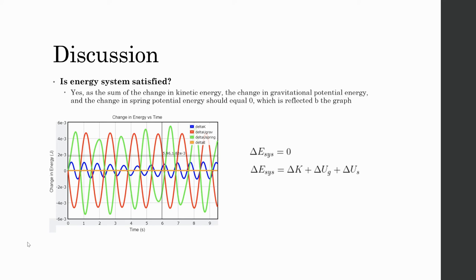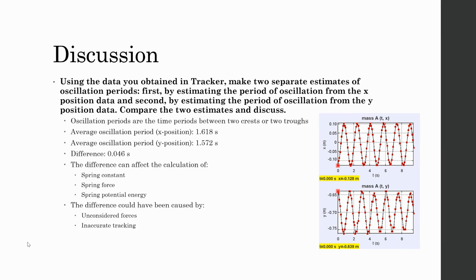The energy system is satisfied as shown by the graph. The value of delta E is the sum of delta K, delta Ug, and delta Us and should be equal to 0. The orange line in the graph shows the value of delta E, and it is 0.